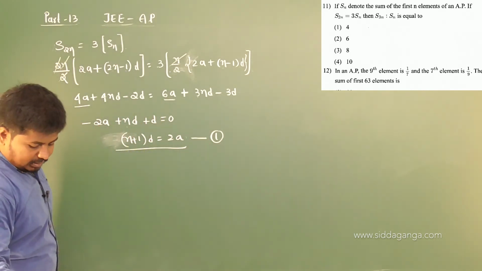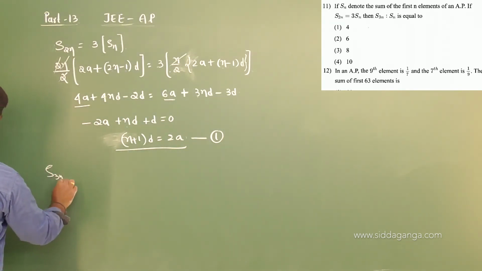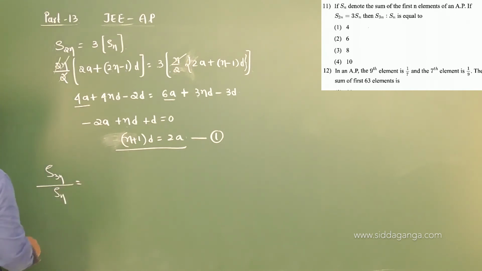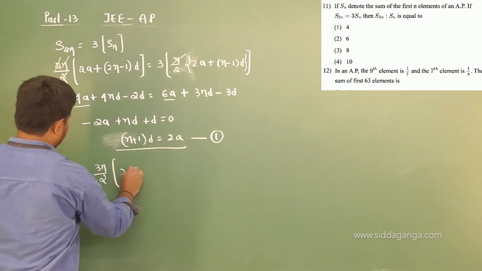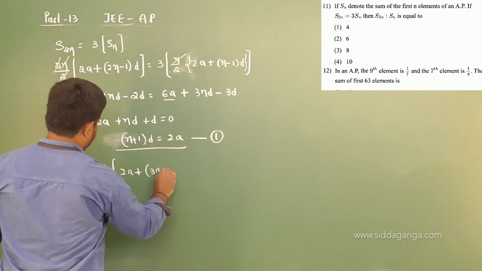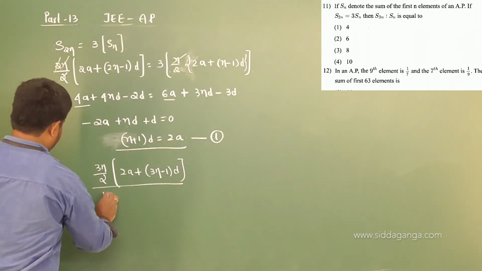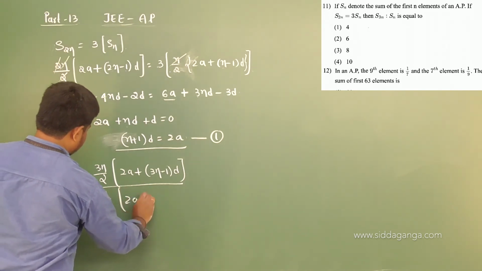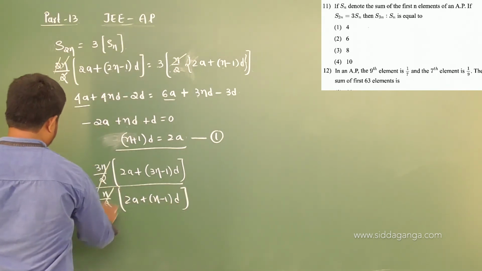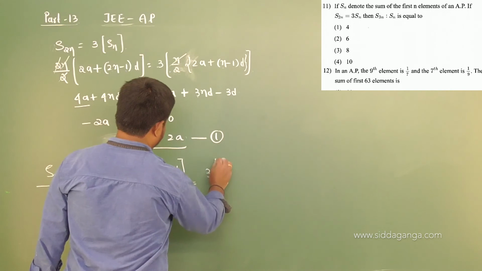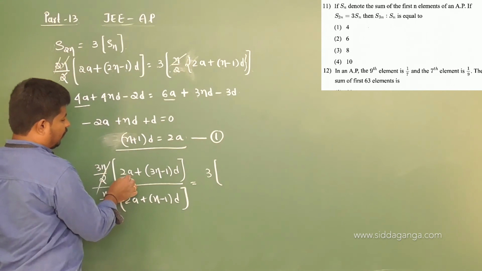Okay, let's use this result to find the ratio S3n to Sn. S3n means the sum of first 3n terms, to the sum of first n terms. What is the sum of first 3n terms? 3n by 2 into 2a plus 3n minus 1 into d, divided by n by 2 into 2a plus n minus 1 into d. So n by 2 gets cancelled. What remains is 3 into, observe here, in place of 2a I am going to write n plus 1 into d.